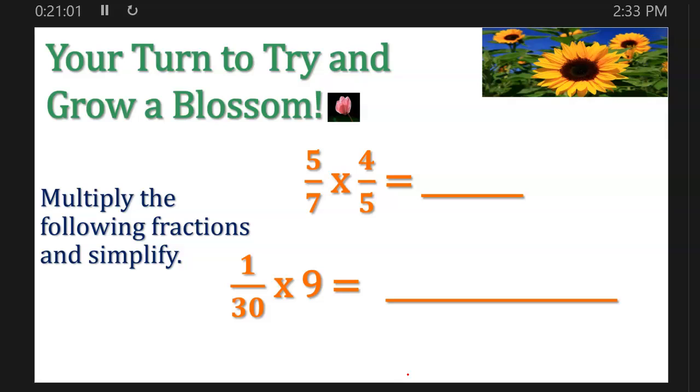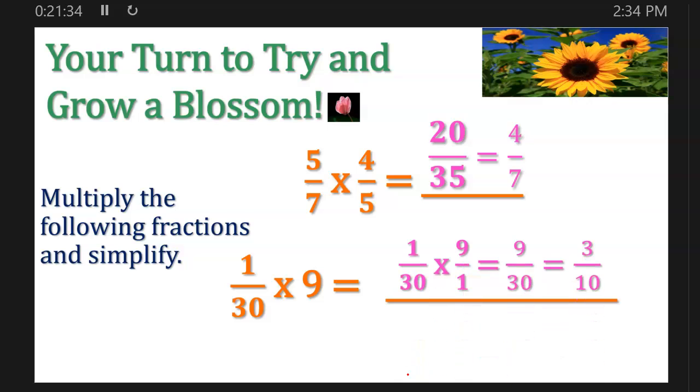Okay, so now it's your turn to try and grow a blossom. Our first blossom today is 5/7 times 4/5 and 1/30 times 9. So try to do that. I'm going to ask you to pause and I will count. 1, 2, 3. Okay, so the first answer there is going to be 4/7. If you got 20/35, you were close. You just forgot to simplify it. Those can be divided by 5 each in order to reduce that to 4/7.